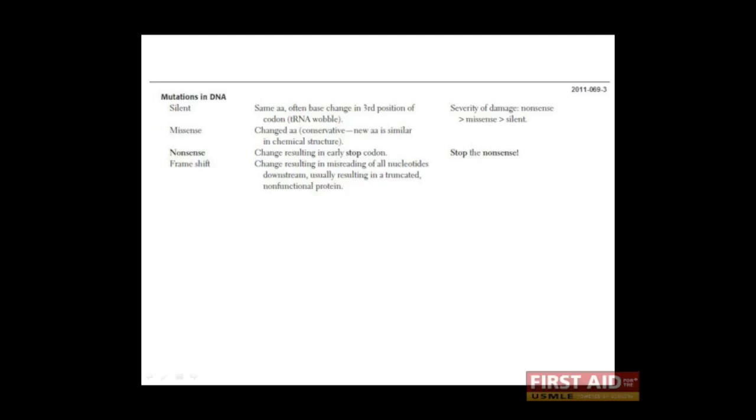A missense mutation results when the amino acid is different from the original. For example, the RNA transcript UUU encodes for phenylalanine, but if a mutation were to occur that resulted in UCU, this would encode for serine. This change would then be known as missense.